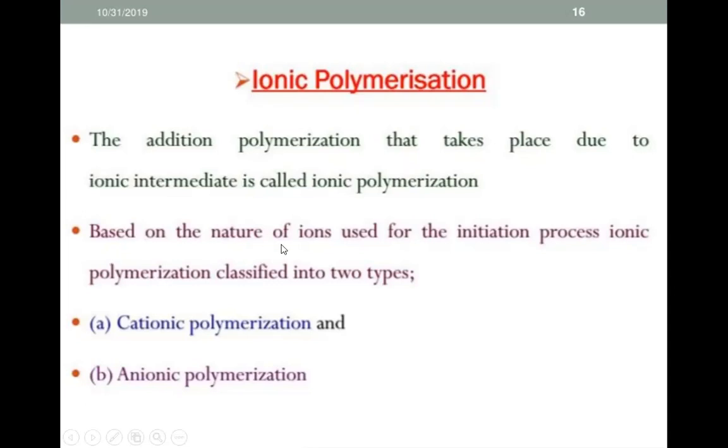Based on the nature of the ions, if the nature of the ion is a cation, then the type of polymerization is cationic polymerization. If the nature of the ion is the anion, then the type of polymerization that takes place is the anionic polymerization. So based on the nature of the ions used for the initiation process, ionic polymerizations are classified into two types. They are cationic polymerization and anionic polymerization.